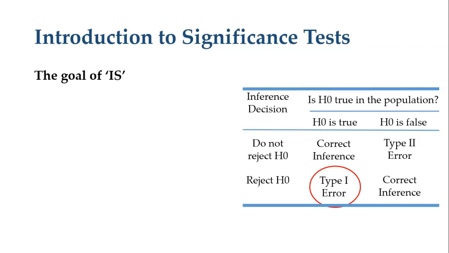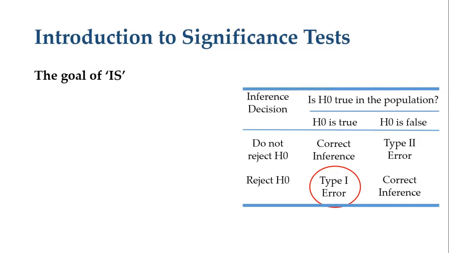What we want to do when we are conducting inferential statistics is to make correct inferences. Okay, we want to debunk that hypothesis, but we want to do it in a way that is correct, that we have strong and rigorous evidence that we can reject that hypothesis. So we want to avoid two types of error.